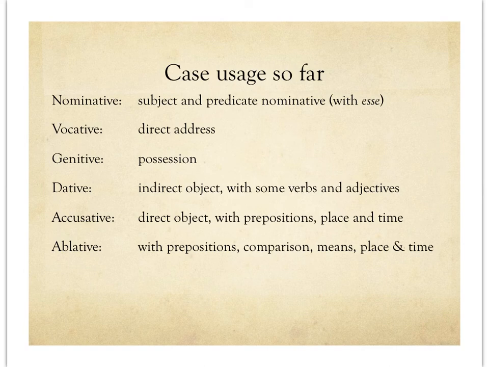So as I said before, this is what we've seen so far. We've seen the nominative as the subject and the predicate nominative with esse. We also see this being used with two of our new verbs, fio, to become, and videor, to seem. But that's about the only places where we see a predicate nominative. The vocative we use to directly address someone, genitive for possession, dative with indirect objects, and with some verbs or adjectives, right? Similis takes a dative, for example, you're similar to something in the dative.